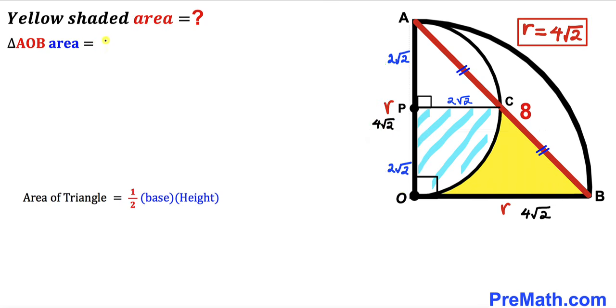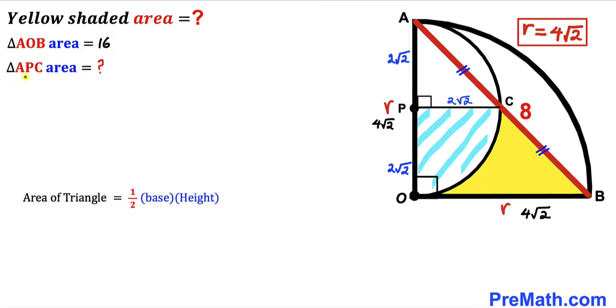So the area of this triangle AOB is going to be a half times our base, 4 times square root of 2, times the height, 4 times square root of 2 as well. If we simplify everything on the right hand side, that gives us 16 square units. So the area of this triangle AOB turns out to be 16.